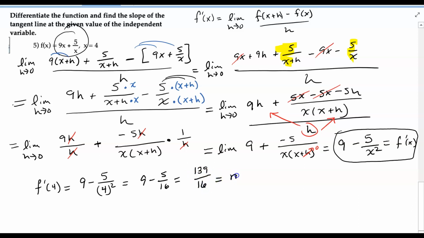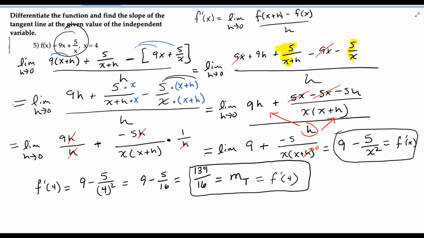This is the slope of the tangent, my m sub t, and that's what they asked for. It's the derivative, all right? This is f prime of 4. So there's different ways to think of the derivative, slope of the tangent, f prime, different ways to think of it, but it's all the same thing. All right, so that's it there. We've differentiated, we found the slope of the tangent.